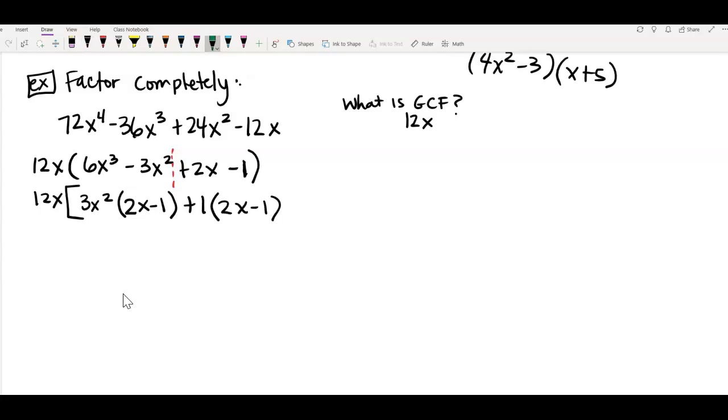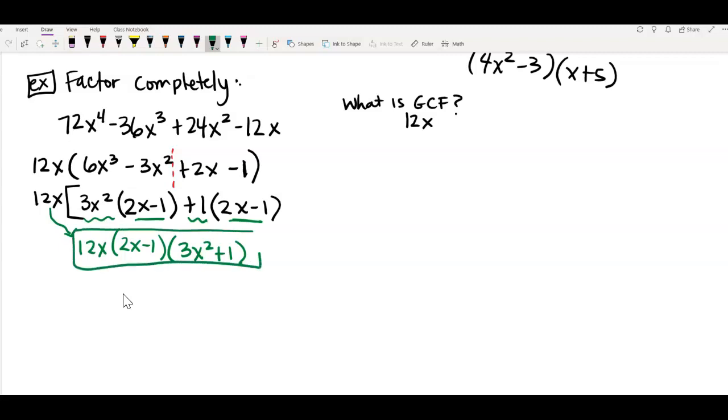So I can see here now, this is what I have in common, the 2x minus 1, so that's going to go in one of the parentheses. And then my leftovers in the other parenthesis are going to be 3x squared plus 1. And then I can't forget about this 12x up here. It still needs to be part of my answer. So 12x times 2x minus 1 times 3x squared plus 1. That's what I get there.